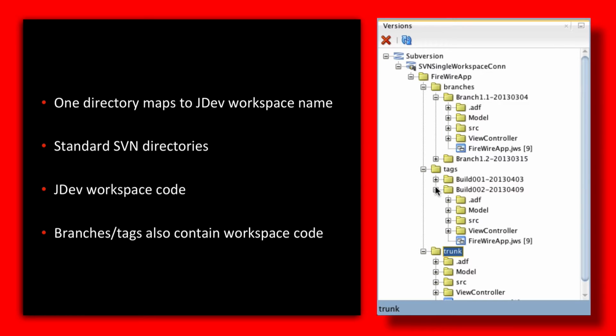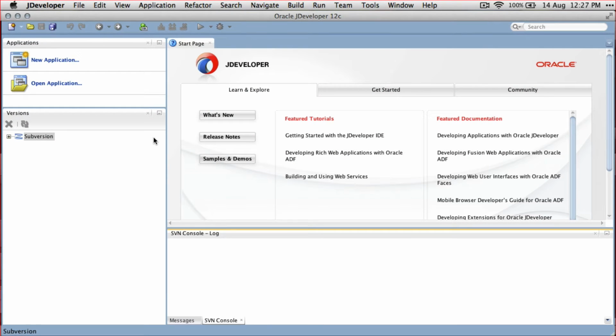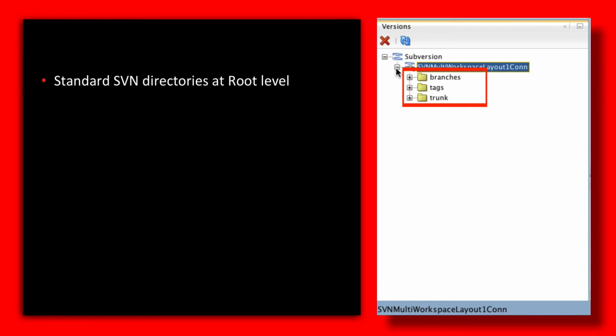So in summary, this shows you how we could lay out a single workspace in a Subversion repository. Now let's have a look at a Subversion repository laid out for multiple workspaces. Again, here you can see we have a predetermined connection to the Subversion repository. And just like we've seen previously, we have branches, tags, and trunk, pretty much the standard Subversion repository layout structure.